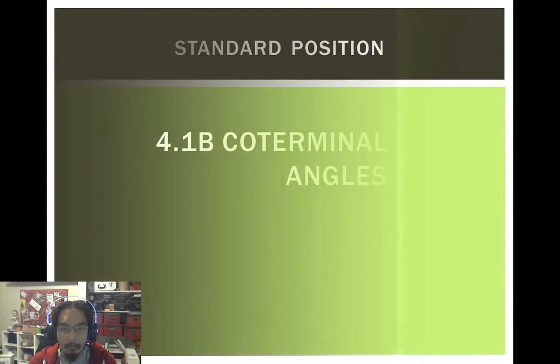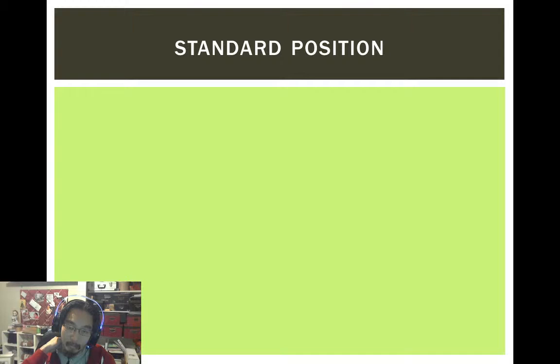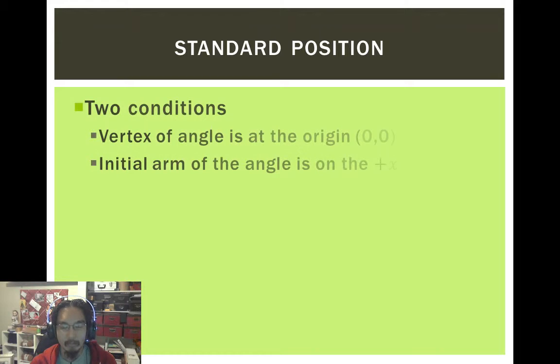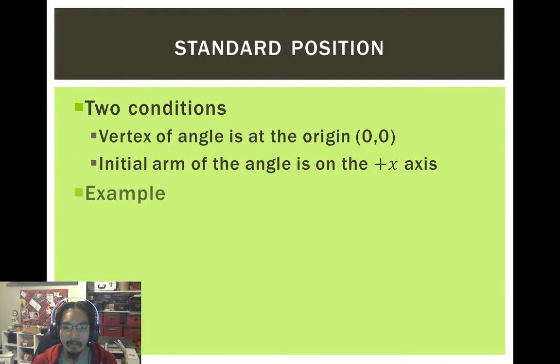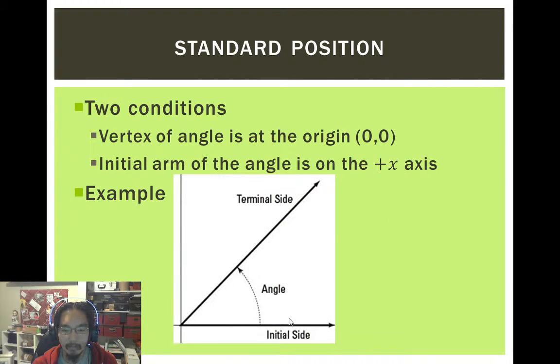Okay, so we'll go back to what we talked about yesterday in standard position. Here are two more conditions for standard position. The vertex of the angle starts at the origin, and the initial arm of the angle is on the x-axis. As an example, this is what it means. There's our positive x-axis. The angle is measured from it.